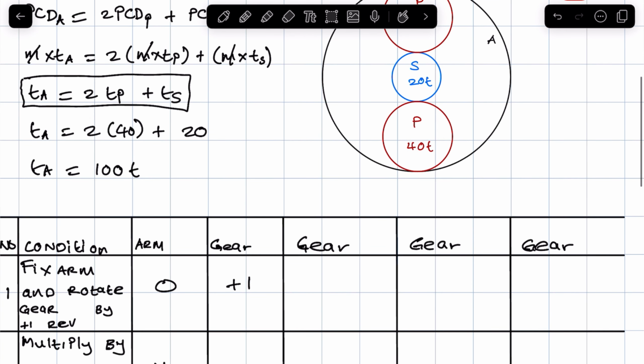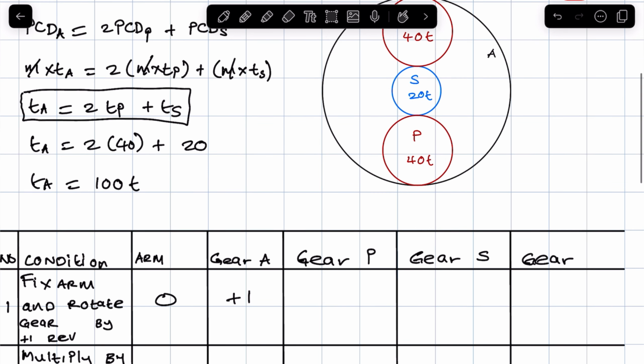So we're going to have our annulus, said it's gear A, so we're going to have gear A here for the annulus, and then gear P for the planet, and then the sun gear. Now the number of teeth of the annulus is 100, then we have 40 teeth here for the planet, then for the sun you have 20 teeth.